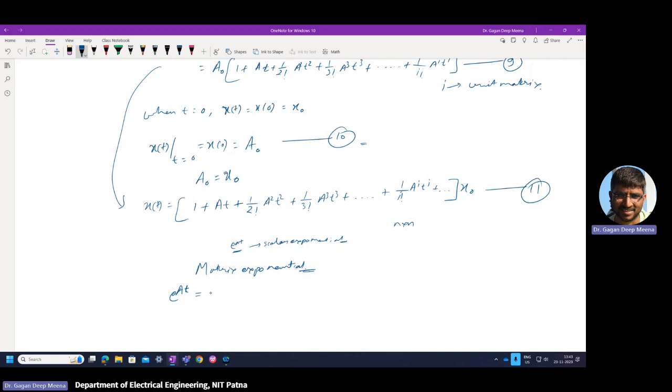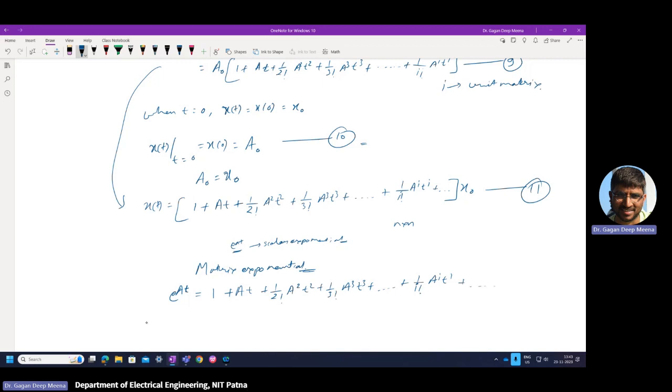So e to the power At will be written as 1 plus At plus 1 by 2 factorial A squared t squared plus 1 by 3 factorial A cubed t cubed plus on and on, plus 1 by i factorial A to the power i t to the power i, and that's it.